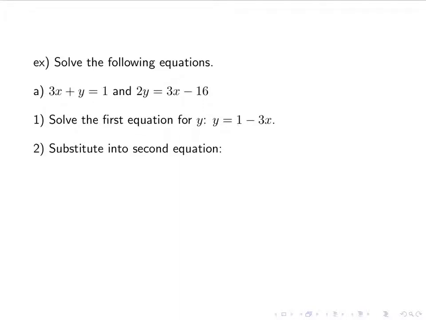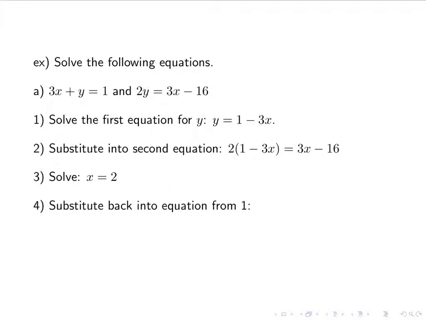So then we're going to substitute this into the second equation. Everywhere I see y, I'm going to plug in 1 minus 3x. So I get 2 times (1 minus 3x) equals 3x minus 16. The next step is to solve this equation for my unknown, which is x. So use some algebra, solve it out, pause it for a second, and let's see if you get the right answer. Okay, so if you do it out, you should get x is 2.